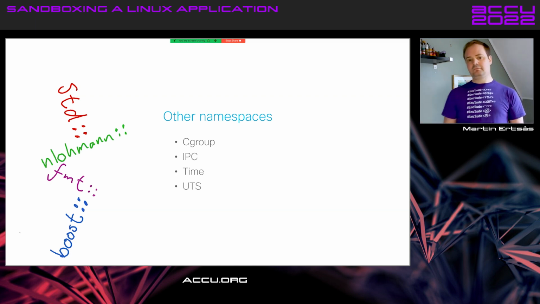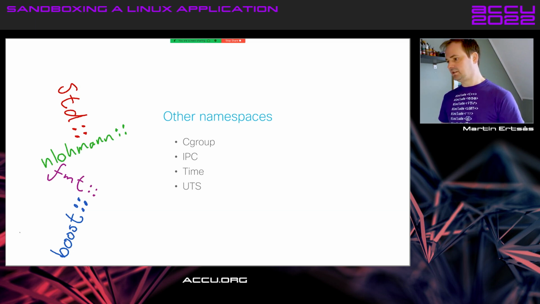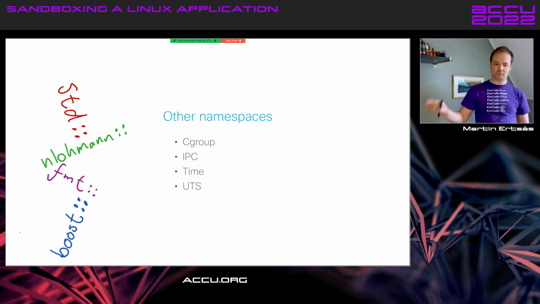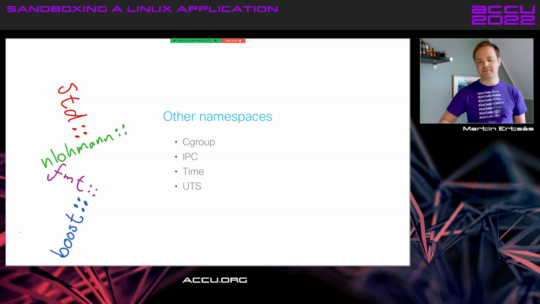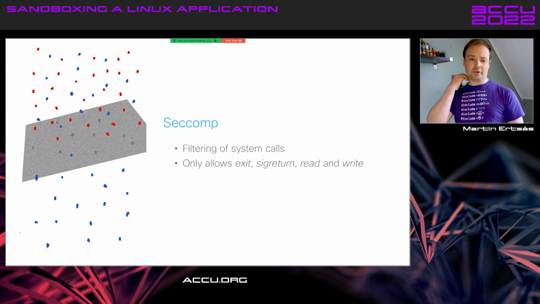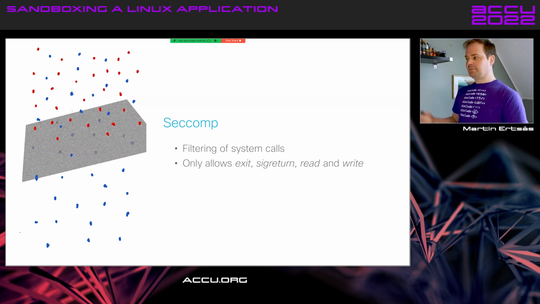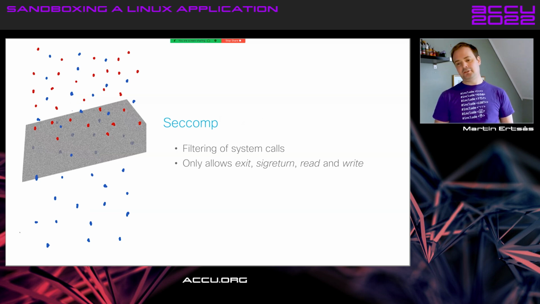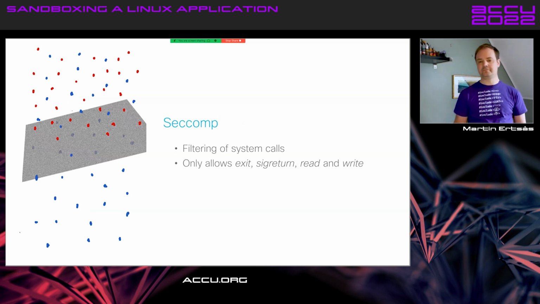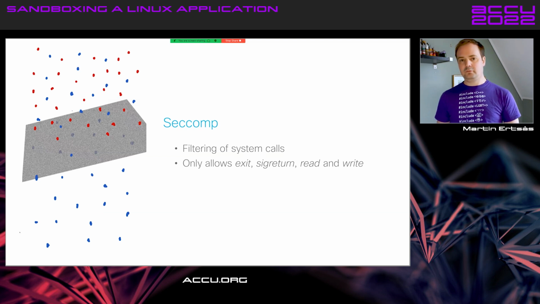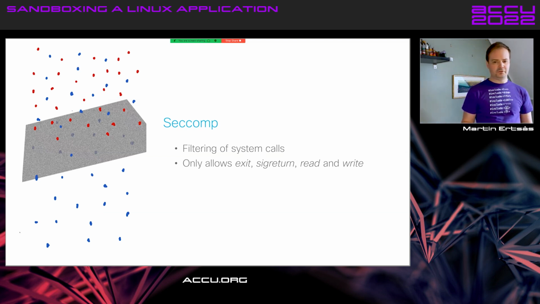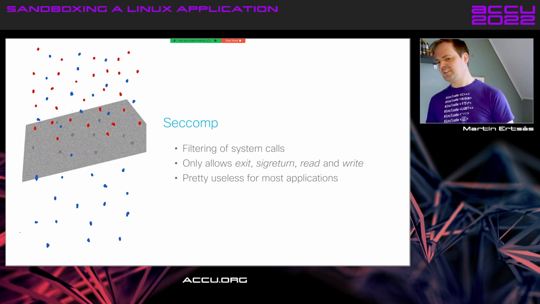But let's skip ahead. Let's say we're now done with the namespaces. We set up a sandbox that uses a lot of namespaces. What can we do more? Well, we can use seccomp. And seccomp is filtering of system calls. And when you enable seccomp, you allow system calls exit, sigreturn, read, and write. Which of course is very useless. Because your application probably uses way more than that.